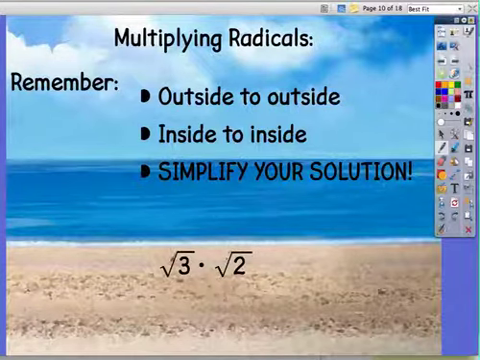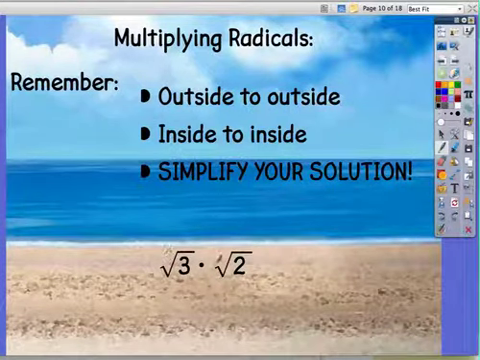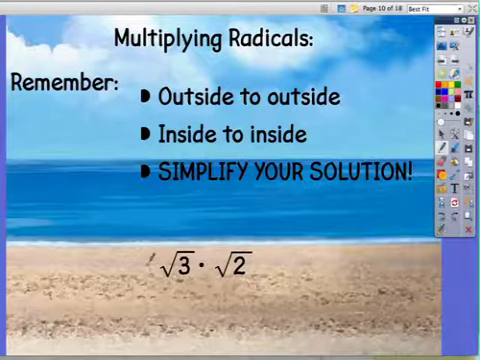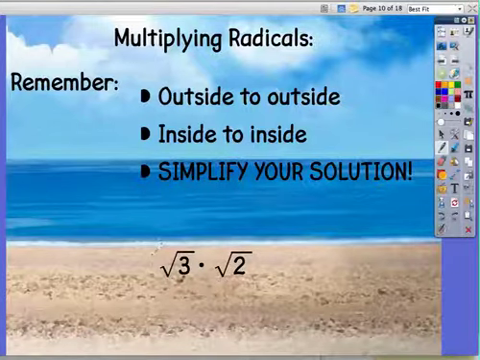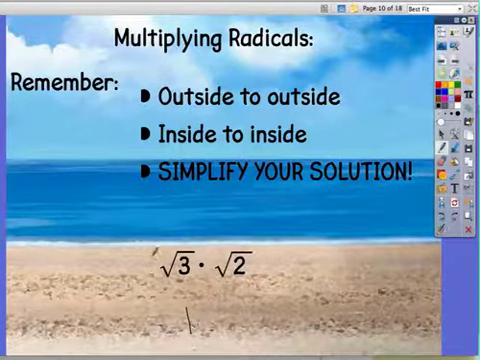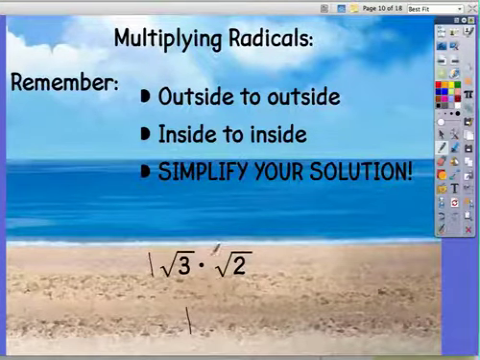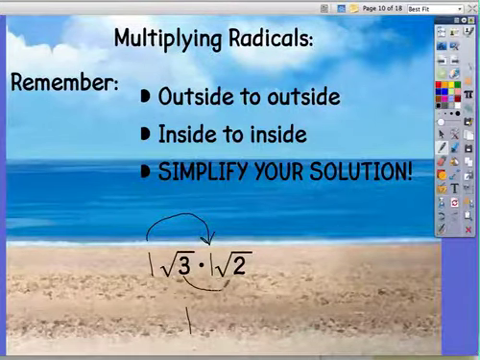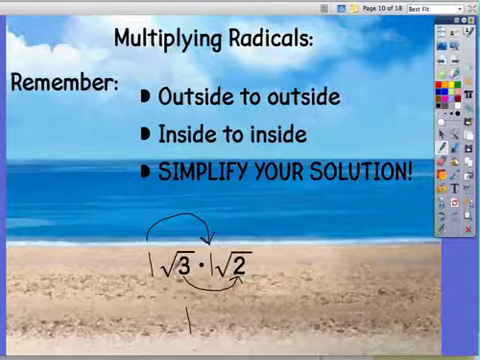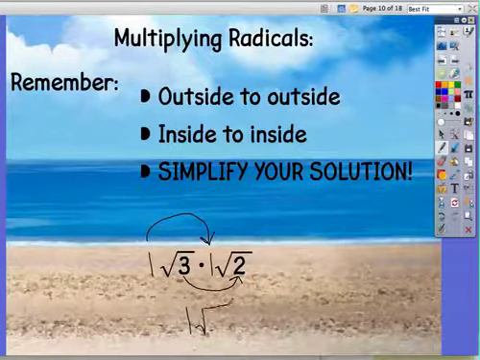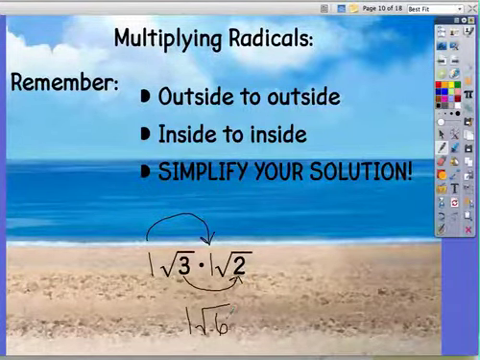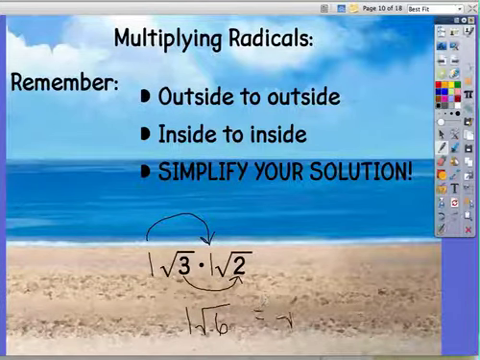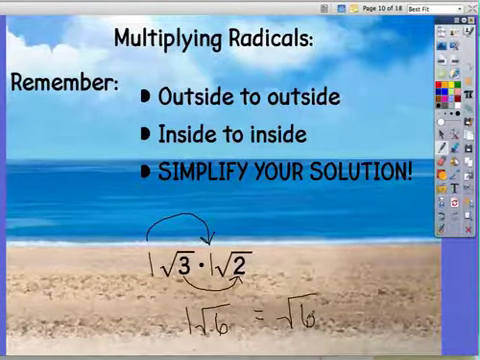The index is the same, they're both square roots, so the index is 2. So now I'm just going to multiply outside to outside. What number is really on the outside here is a 1. So really I'm multiplying 1 times 1, which is 1. And then the inside, I multiply the square root of 3 times the square root of 2, which is the square root of 6. So 1 times the square root of 6 is just the square root of 6.